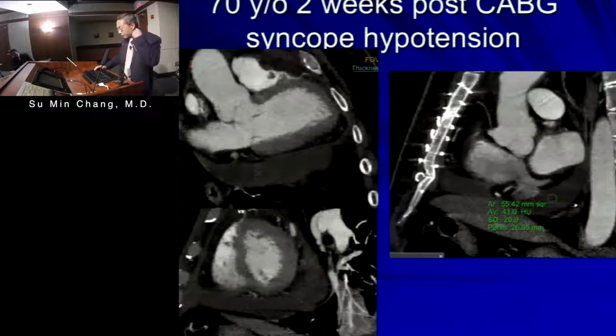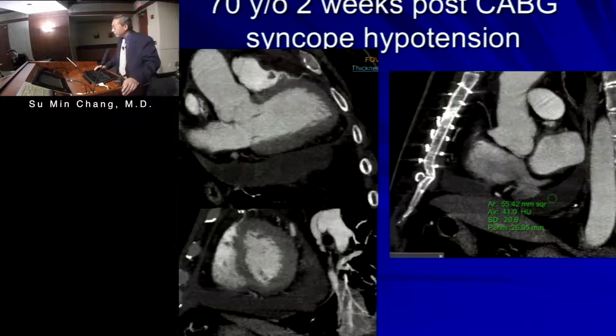And this is actually a very interesting case. It's Dr. Lowry's patient. Patient had a bypass surgery and went to his cardiology office, was found to have hypotension and passed out in the office, and they did a stat echo right there in the office that showed some effusion and a small heart. Patient was sent to Dr. Lowry for urgent surgery. In the OR, the TEE could not find any evidence of effusion. So Dr. Lowry actually had to stop the surgery and send the patient down to us for CT.